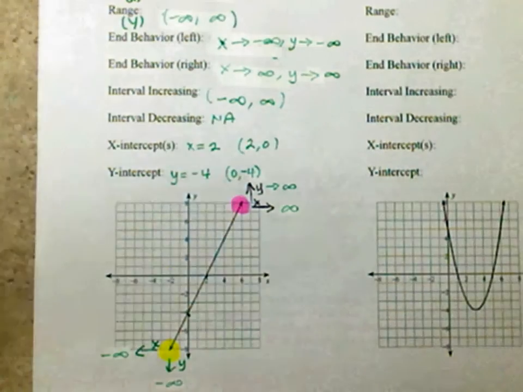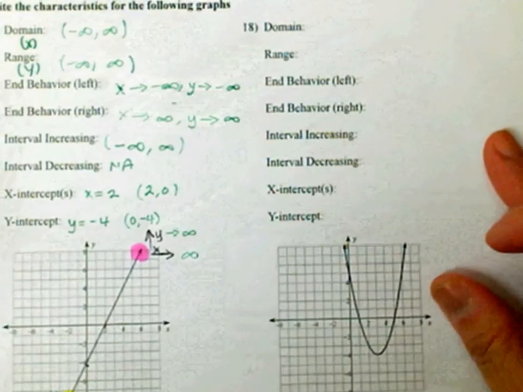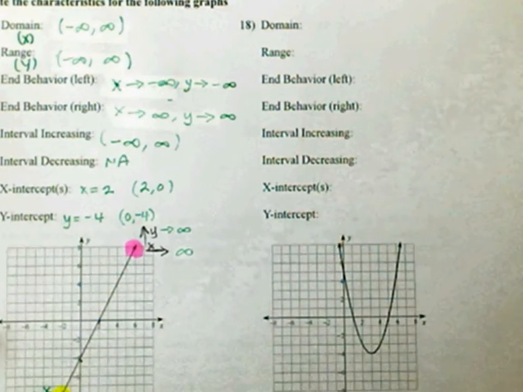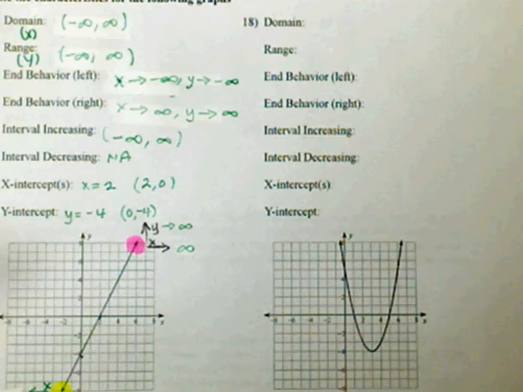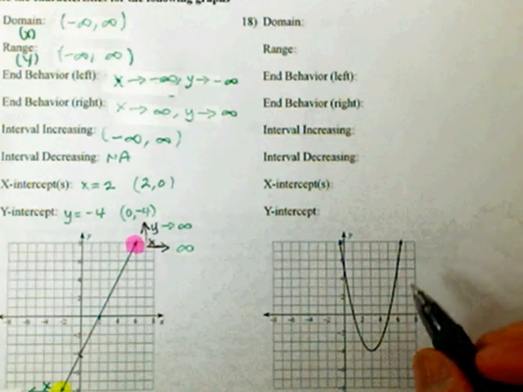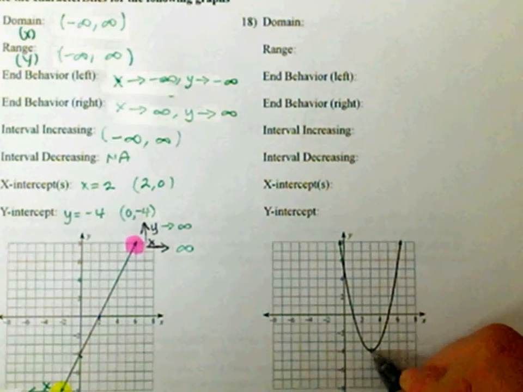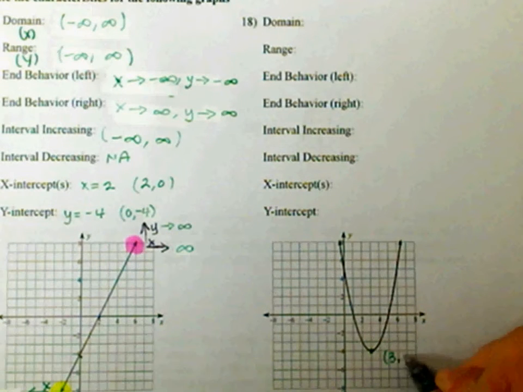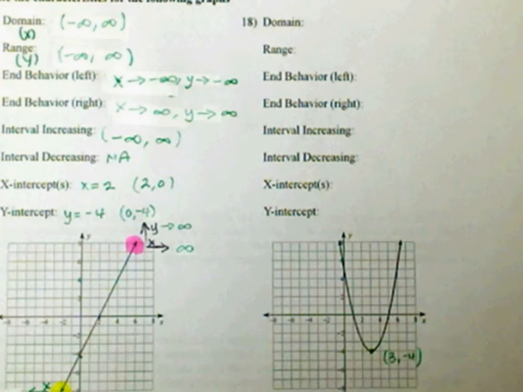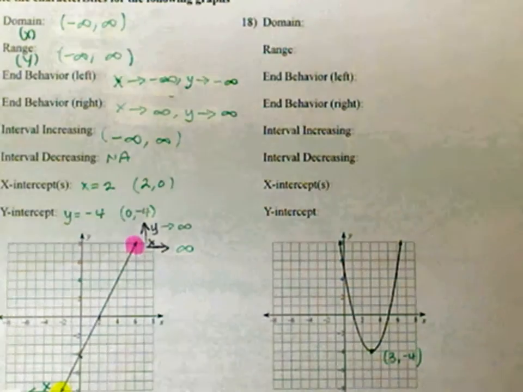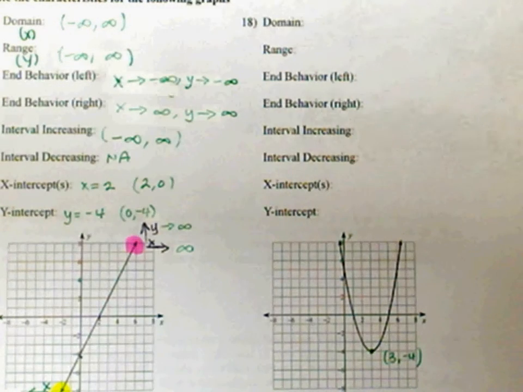On number 18, we have the characteristics of a parabola. So let's take a look at this one. Before you start, notice your lowest point, your minimum right here, is (3, negative 4). That is your ordered pair. So that might help you a little bit regarding your range and domain later on.